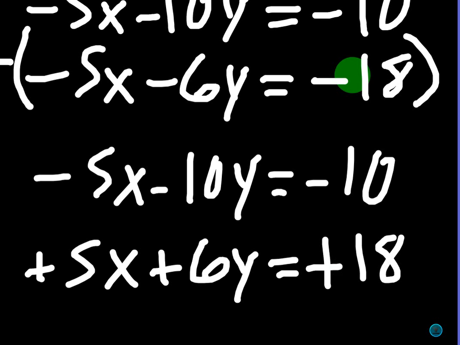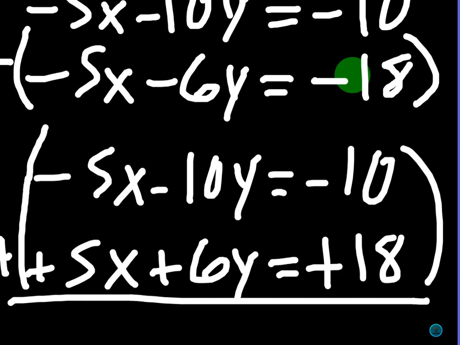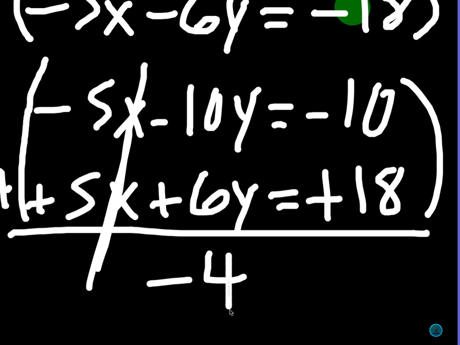Okay. The next step actually might be the easiest. You do what with the equations? Add them, right. So we're going to add the negative 5x plus 5x. What does that equal? 0. In fact, you can just cross that out. You don't even have to put 0 because they're going to go away. Next, you get negative 10y plus 6y, negative 4y. And negative 10 plus 18 is 8.